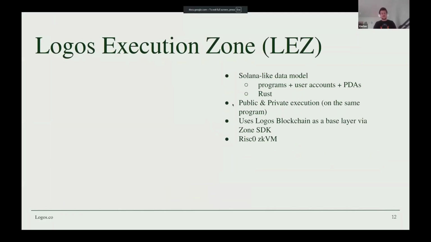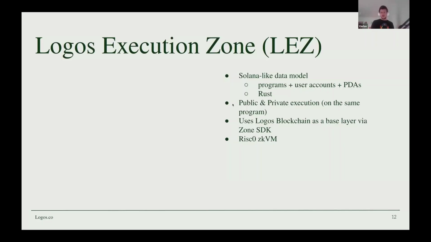Okay, so I've mentioned Logos execution zone a few times now. So it's a zone on top of Logos blockchain, which means that it inscribes its state into Logos blockchain and uses that basically as a data availability layer plus some security information and stuff like that, right? And so what is it actually? It's a programmable layer. So if you're familiar with smart contracts on Ethereum or programs in Solana, this is exactly what Logos execution zone allows you to do.